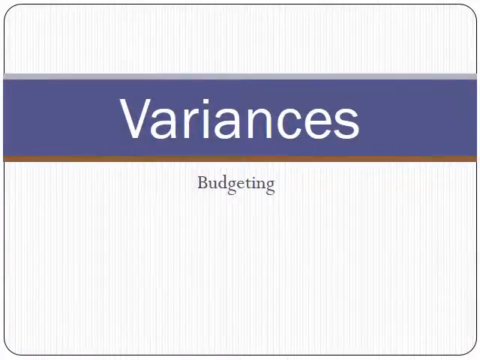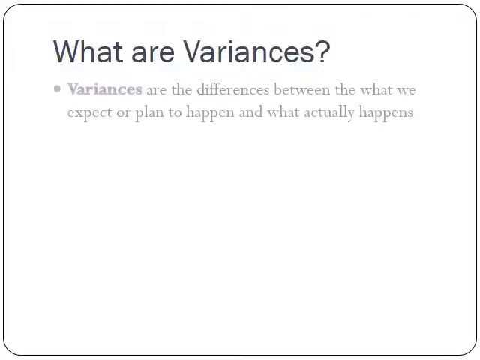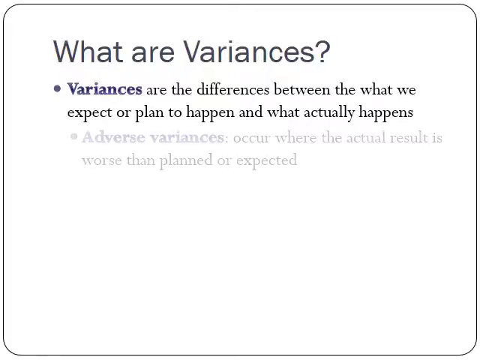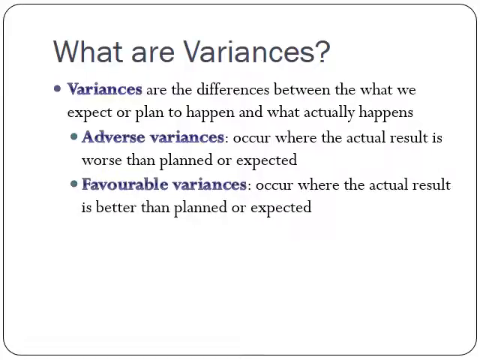In this session, we're going to look at variances. We'll start off by asking what a variance is. Well, it's a difference between what we expect or plan to happen and what actually does happen. They come in two different types. Adverse variances, which occur where the actual result is worse than we planned, or favourable variances, where our actual result is better than planned.